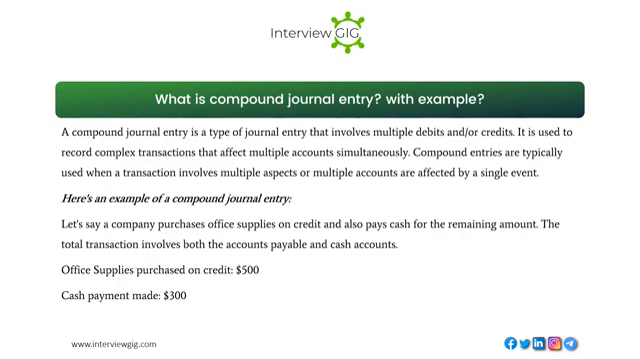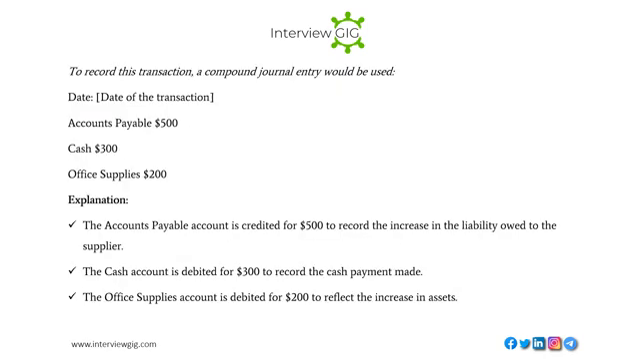Let's say a company purchases office supplies on credit and also pays cash for the remaining amount. The total transaction involves both the accounts payable and cash accounts. Office supplies purchased on credit, $500. Cash payment made, $300. To record this transaction, a compound journal entry would be used. Date of the transaction. Accounts payable $500.